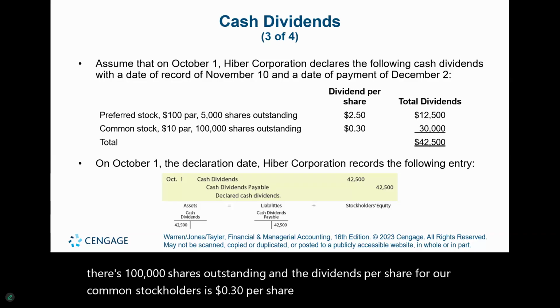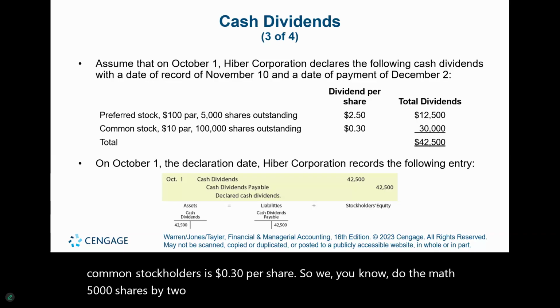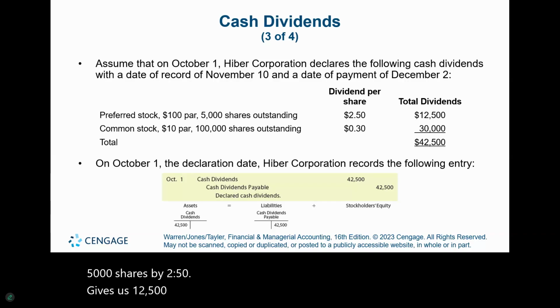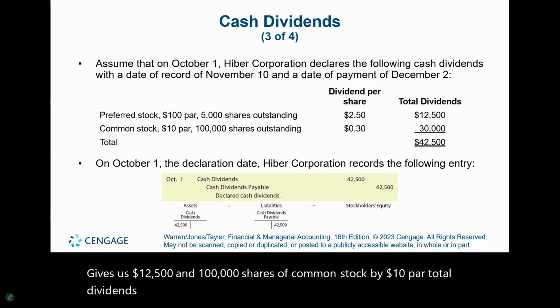So we do the math. 5,000 shares by $2.50 gives us $12,500, and 100,000 shares of common stock by 30 cents. Total common dividends is $30,000, so for a total of $42,500.